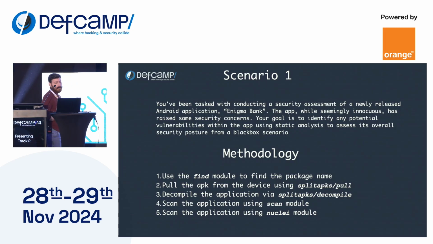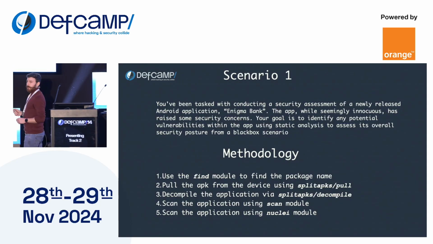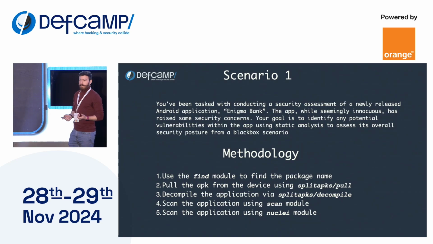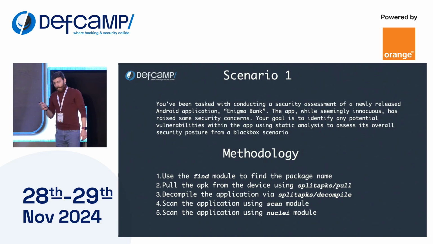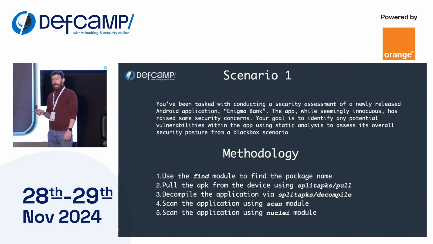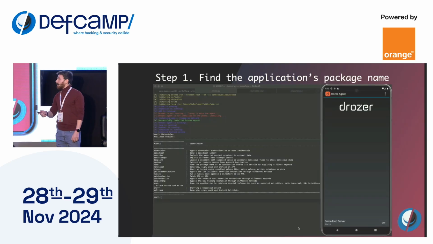But how do we do that? My methodology here is very simple. I will start with the find module to see what its package name is, because I don't know it. I'm pulling the APK from the device, I'm decompiling it, and then I will start the scanning with two different modules, the one with Drozer and the one with Nuclei. So let's start with the beginning.